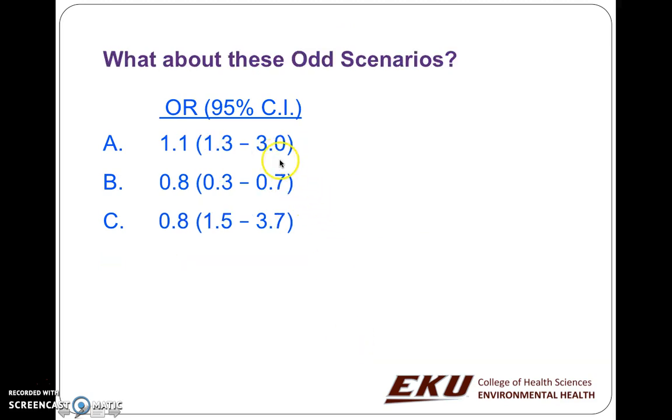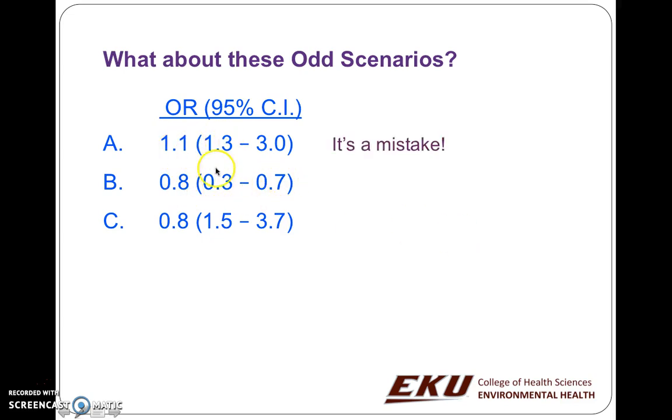So what about these odd scenarios here? Well, 1.1, and then you have this confidence interval 1.3 to 3.0. This suggests harmful, but 1.1 has to fit in that range. If you get a scenario like this, this is a mistake. Somebody screwed up. The peer reviewer screwed up if it's a journal article for not catching it, as did the authors. So this is a mistake.